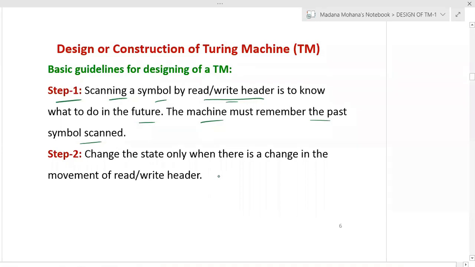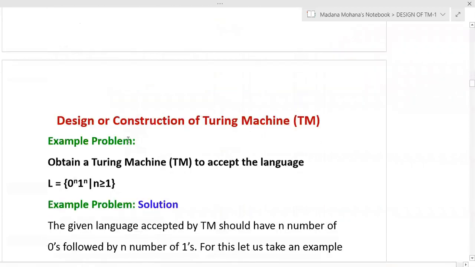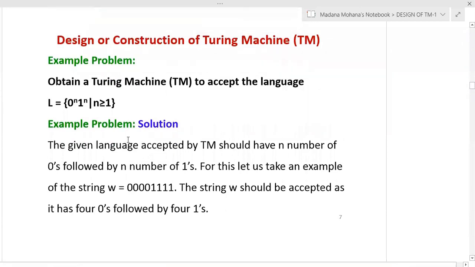That is step one. Then step two, change the state. The finite control changes the state only when there is a change in the movement of the read or write head. Suppose after reading an input symbol, the read or write head moves either towards left or right. At that time, it changes the state. So these are the general basic guidelines for designing a Turing machine for any given language. Now let us see one example problem. Here you will get a clear idea.